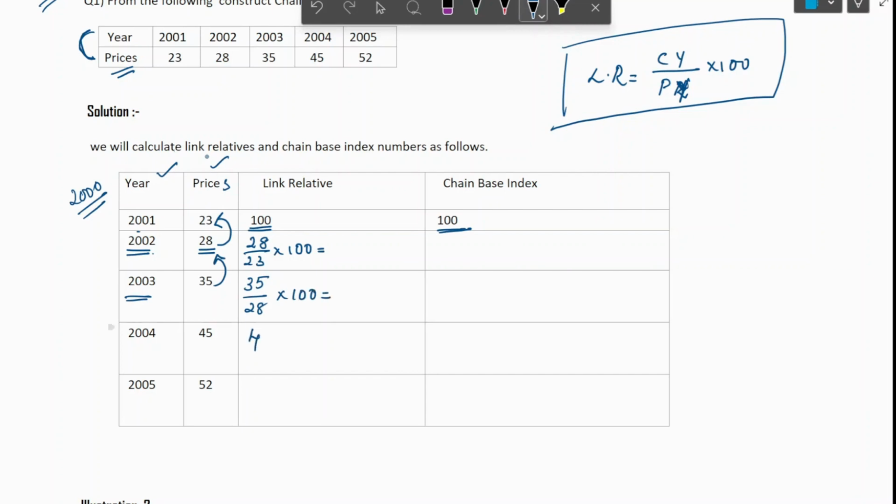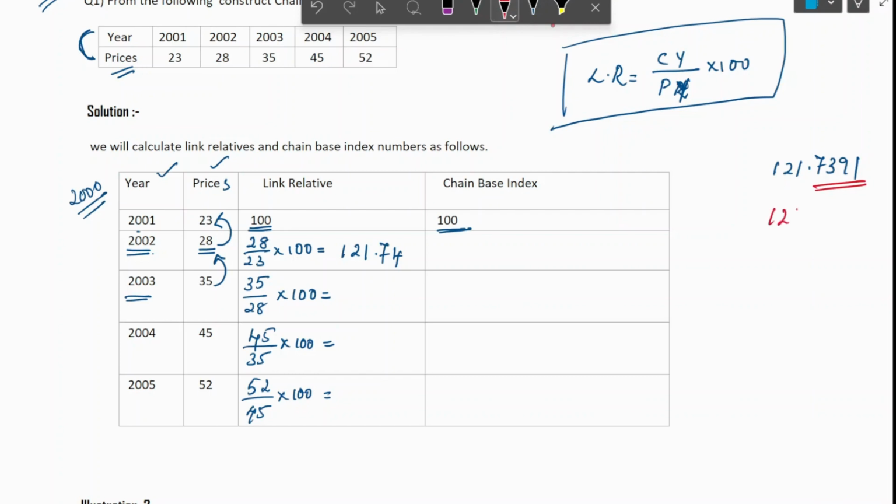Here the same way, 45 divided by, that means current year price divided by previous year price into 100. And the last one, current year is 52, previous year is 45 into 100. Now take your calculator and calculate this value. The first link relative is 100. Next one, it is coming 121.74. This is 121.7391. The answer is actually 7391 after calculating.